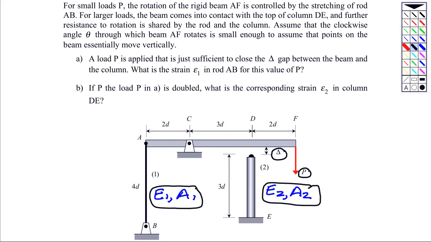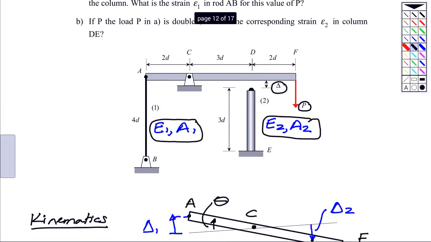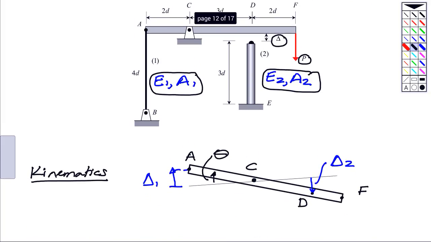Before we start, I do want to say that I failed to write down a couple pieces of important information. Assume that we know the Young's modulus for both the thin rod and the column, as well as the cross-sectional area of the two. So we know E1 and A1, we know E2 and A2.